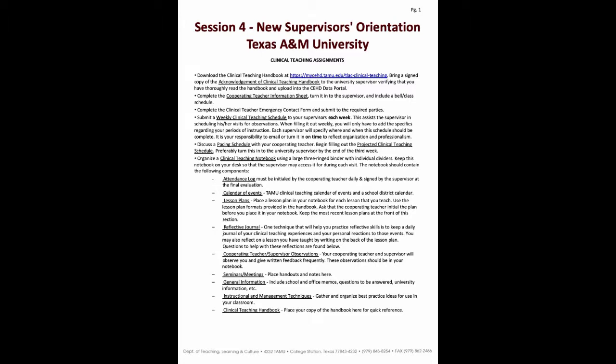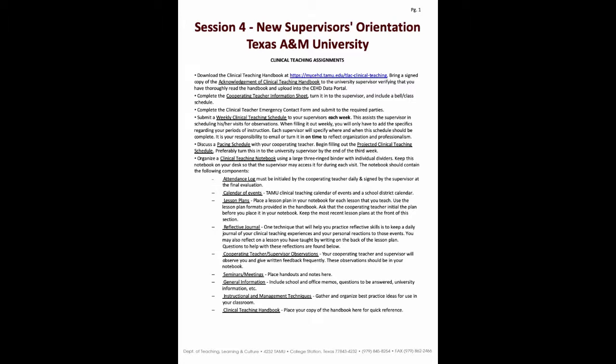Also at the orientation seminar, tell clinical teachers that they are to upload this page into the CEHD data portal that day if they've not already done so. The third item in the list refers to the clinical teaching emergency contact form that is on page 28 in the handbook. Clinical teachers are to complete this, make copies, and submit them to you, their university supervisor, their cooperating teacher, and the campus administrator or front office. Also, they are to upload the completed form in the CEHD data portal.